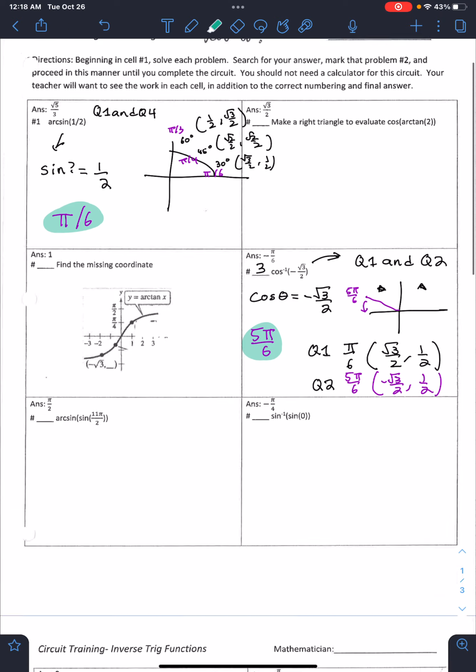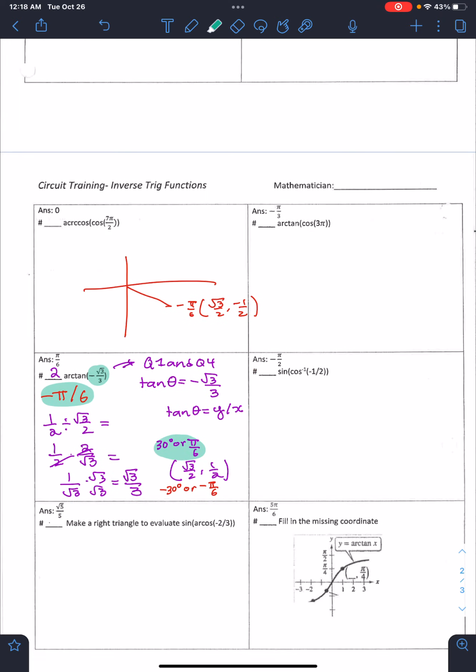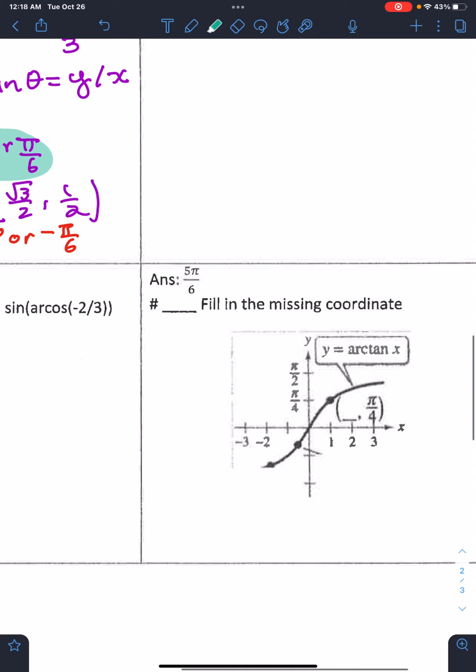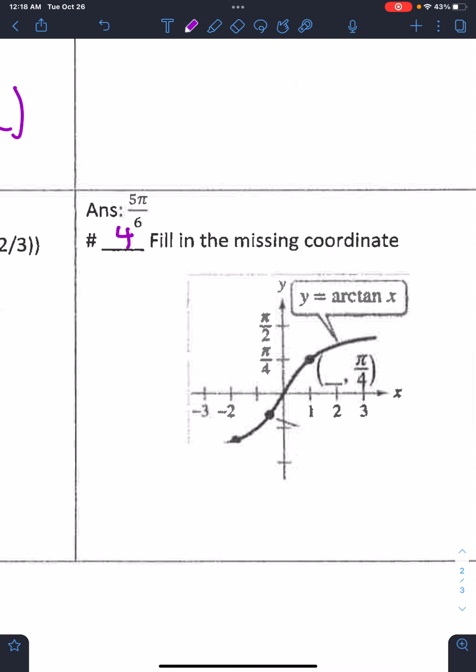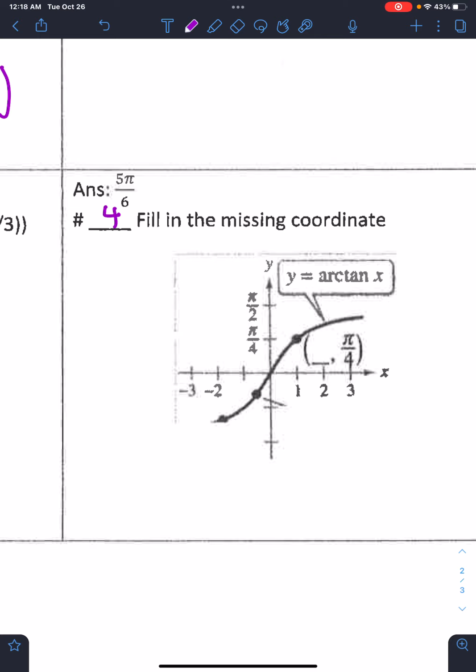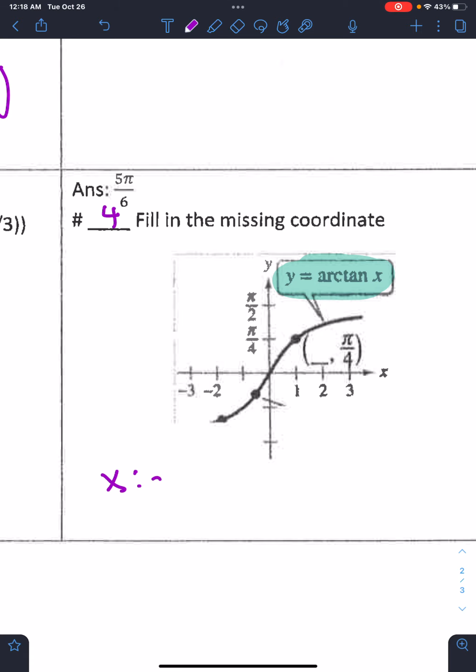And that will be number 4. And now we're right here. So now this one is an interesting one. So this time we're looking at our inverse tan, arctan. So we know our x is our angle.